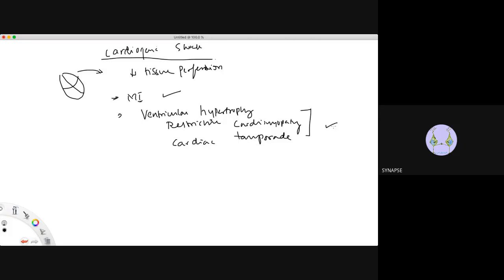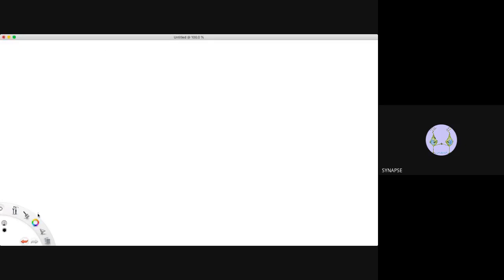And it could also be because of valvular defects, like papillary muscle rupture, which could also be because of your MI. And then AR and MR, aortic regurgitation and mitral regurgitation. Right? So these are all the causes. Now, what is the exact mechanism of cardiogenic shock?